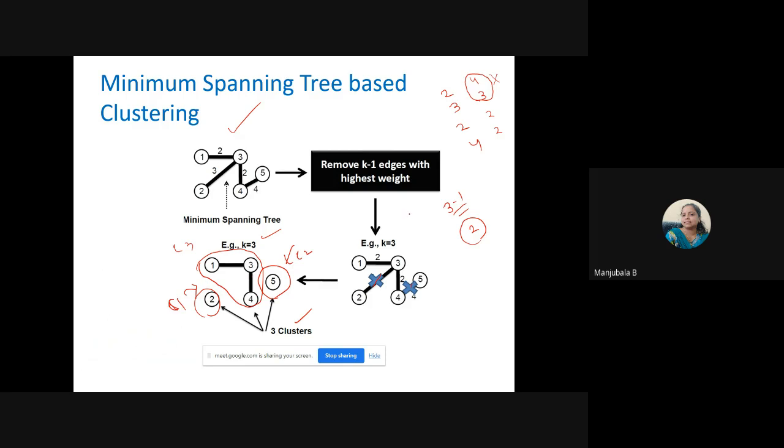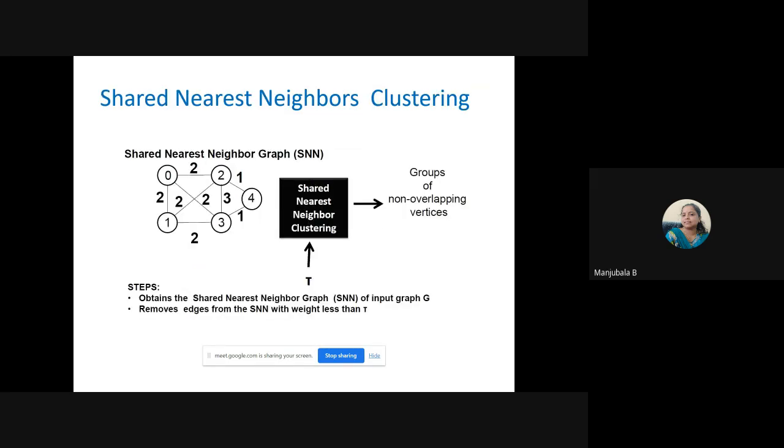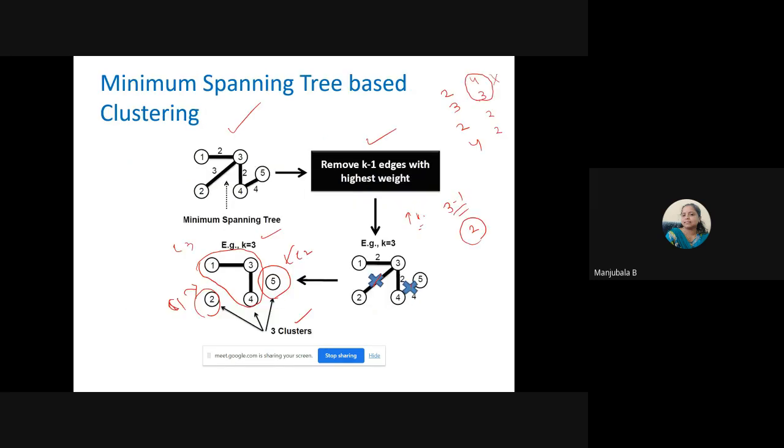Whatever number of clusters we want, that many clusters we get after removing k minus 1 highest edges from the given graph. So in this way, you can apply the MST based clustering approach to partition your data into a number of clusters, right? For that, you have to know Prim's algorithm and Kruskal's algorithm to find the minimum spanning tree. And the basic idea is you have to represent your data points through a graph. That is the problem.